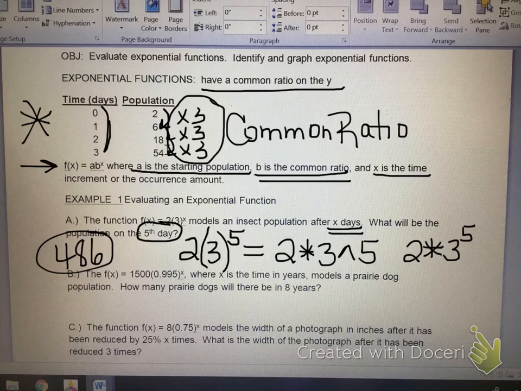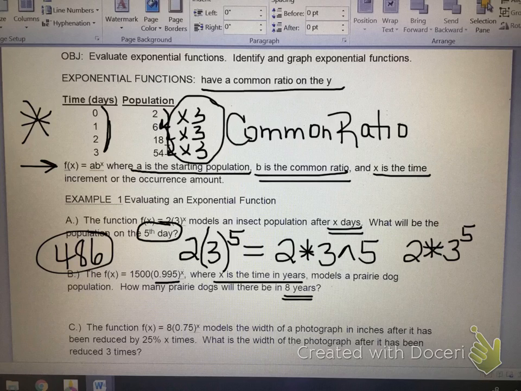So let's look at letter B together. So they give us f of x is 1500 times 0.995. Now notice that the 0.995, that's your common ratio, but it's not a number that's bigger than 1. Any numbers bigger than 1 would indicate that the population is going to get bigger. If that number is a decimal and it's less than 1, then this population is shrinking. It's not growing. So x is the time in years that it's modeling a prairie dog population, tracking it over a series of years. So how many prairie dogs will there be in 8 years?